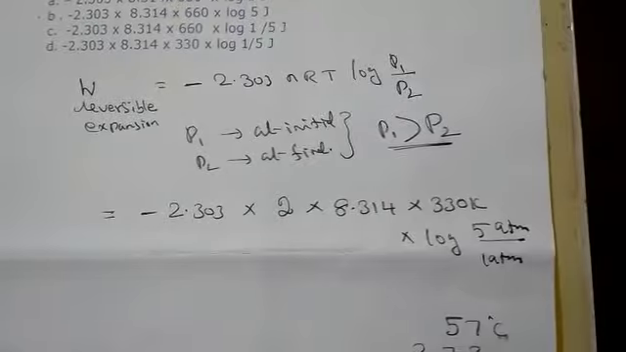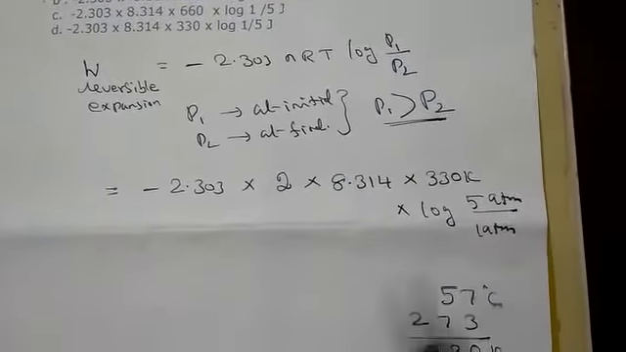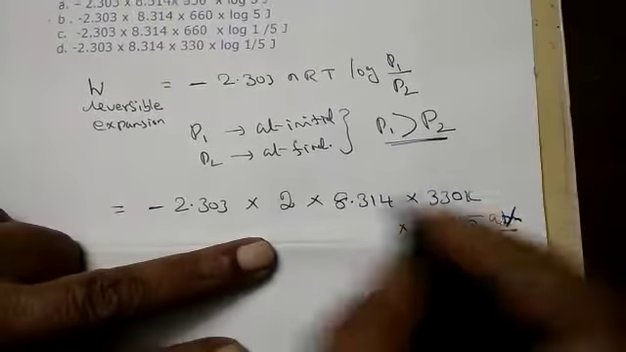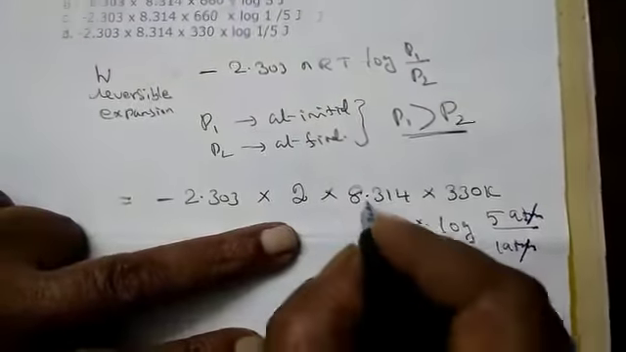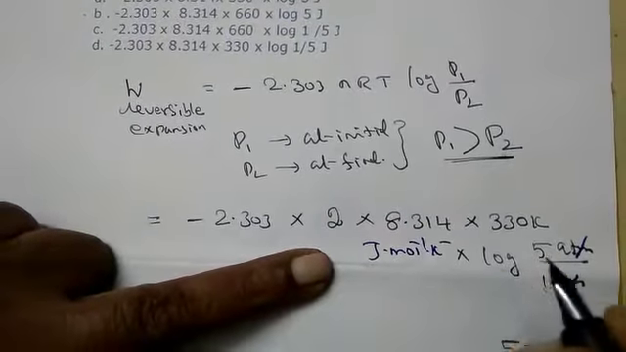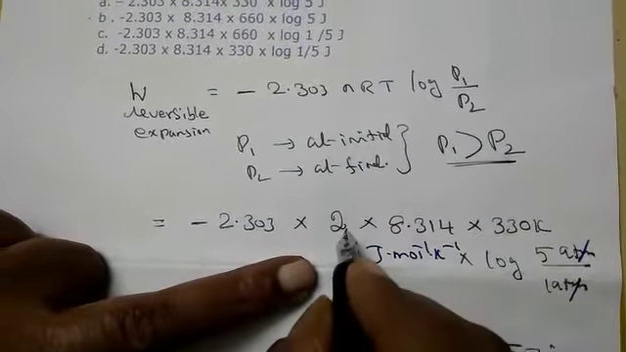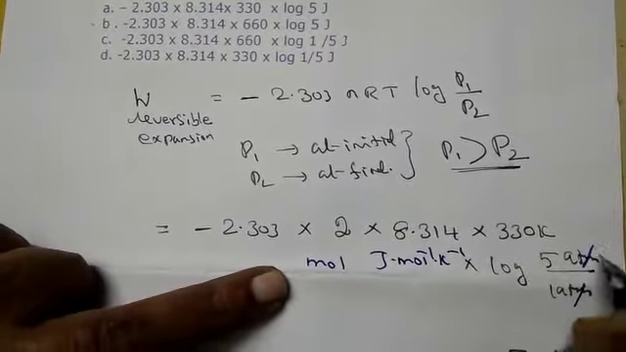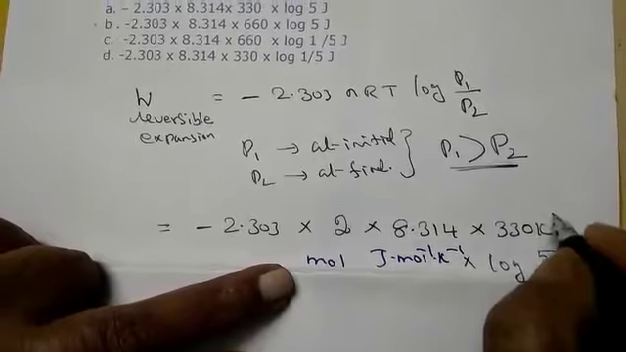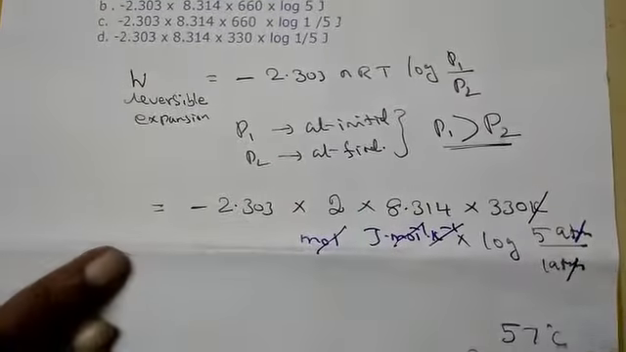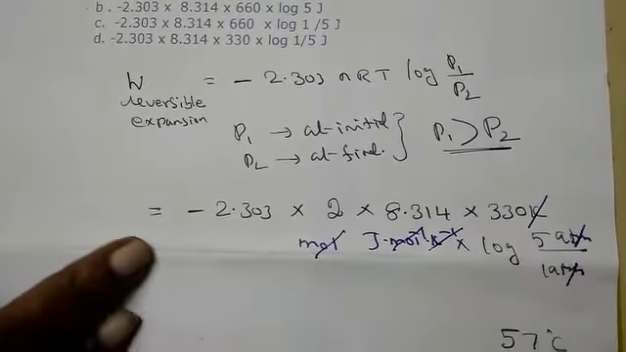Now let us see how the units cancel. The two atm units cancel. Here there is Kelvin; the unit of R is joules per mole per Kelvin. This 2 is the number of moles. Kelvin and Kelvin get cancelled and mole gets cancelled. So what is left in units is only the joule.